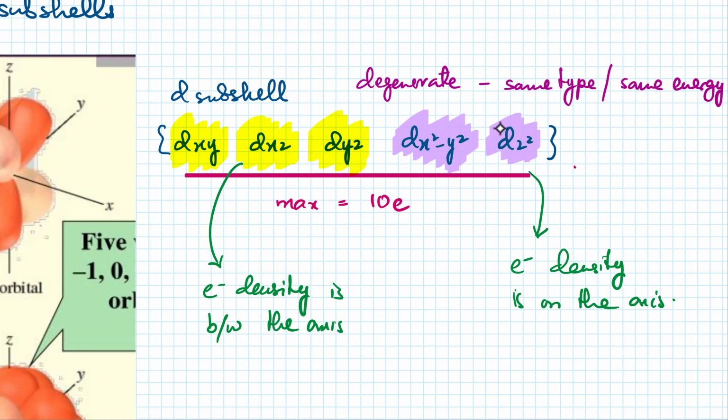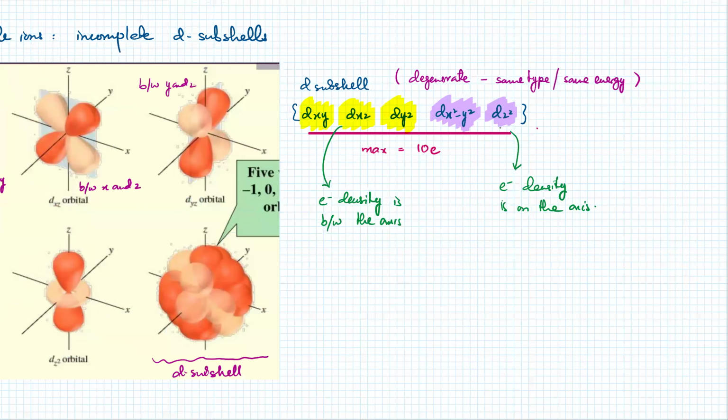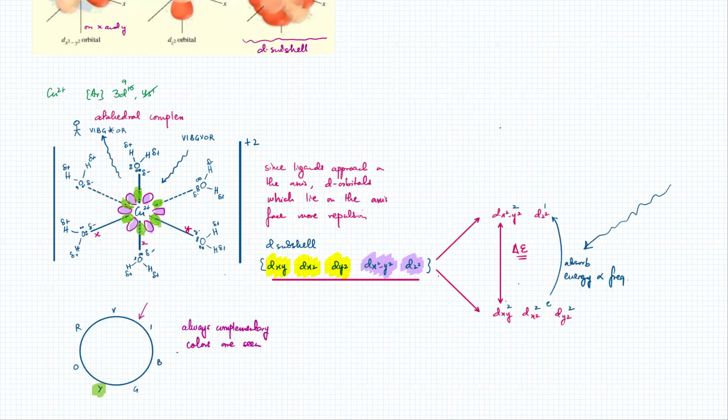For example, px, py, pz are degenerate orbitals. They're exactly the same energy. The orientation is the only thing that's different. But when a complex is formed, I'm just going to repeat everything, they're not exactly all the same.